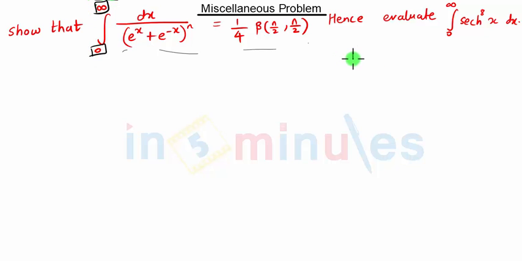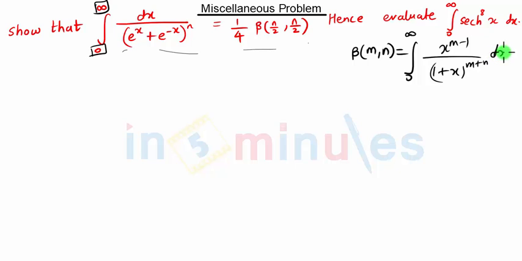So we have the beta function as integration of 0 to infinity x raised to m minus 1 upon 1 plus x the whole raised to m plus n into dx. So this is the basic representation of beta function when we have limits from 0 to infinity. So in the denominator we have 1 plus x, that is 1 plus some variable, but here we have e raised to x term. So we put e raised to x equal to t, then x will be log of t. So when we put x equal to log of t, our limits of integration will also get changed.